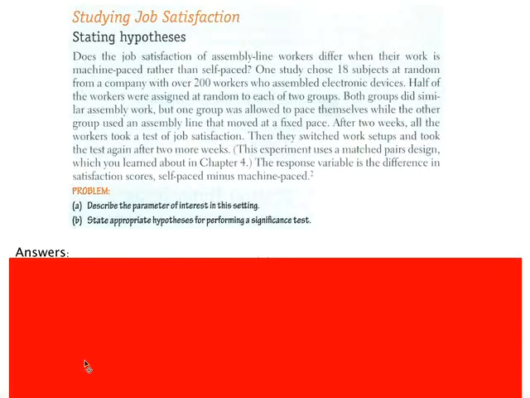So hopefully you've recognized that this is a matched pairs design that we talked about back in Chapter 4. If you did not, you might want to go back and review matched pairs design. So the response variable is the difference in the satisfaction scores, the self-paced minus the machine-paced. They tell you this part right here, self-paced minus the machine-paced, because that's going to be important to you for the whole rest of everything that you're doing.